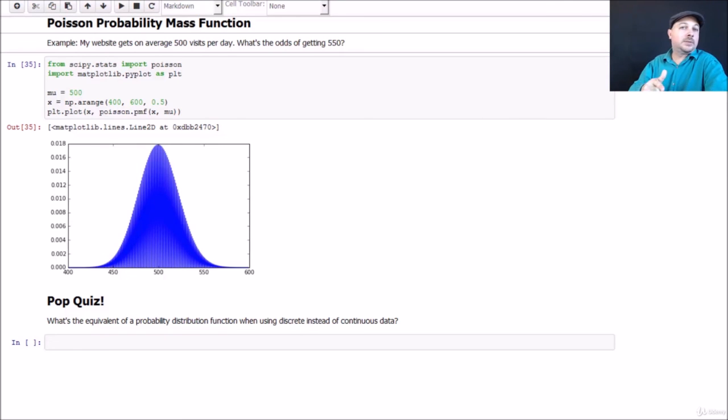Pop quiz. Just make sure you're paying attention. What is the equivalent probability distribution function when using discrete instead of continuous data? So remember, we used a probability distribution function with continuous data, but when we're dealing with discrete data, instead we use, hint, it's right on the screen right now, a probability mass function.